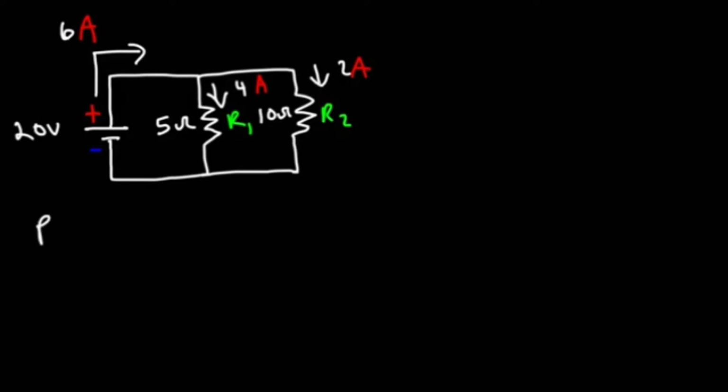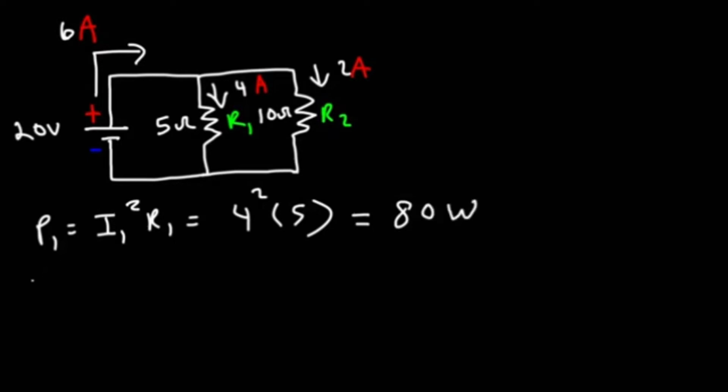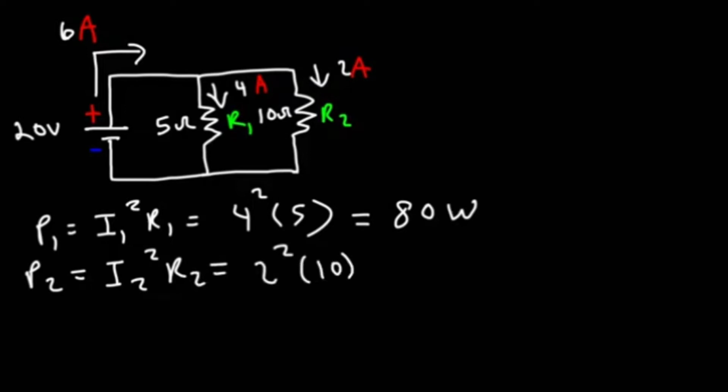So starting with the first one, it's going to be I squared, or I1 squared, times R1. This time I1 and R2 are different. I1 is 4, R1 is 5. 4 times 5 is 20, times another 4, that's 80. So that's how much power the first resistor is dissipating. For the second one, it's going to be I2 squared times R2. So that's 2 squared times 10 ohms. 2 squared is 4 times 10, so that's 40 watts.